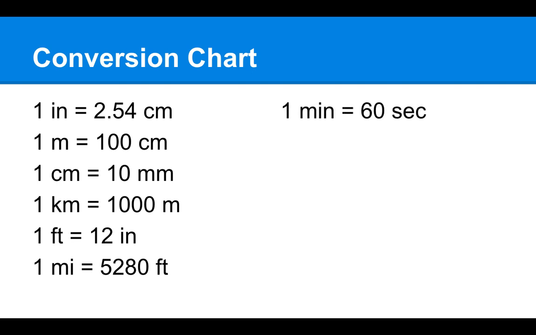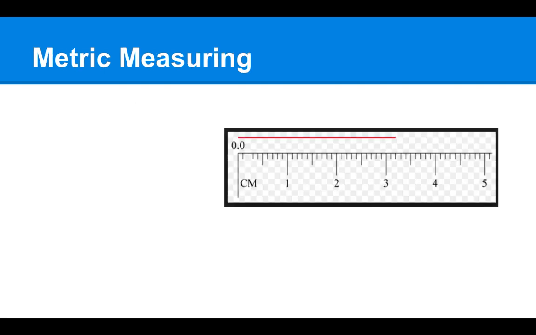For time, remember that 1 minute is 60 seconds and 1 hour is 60 minutes. And eventually we'll be doing what's called dimensional analysis that needs unit conversions, but I'll help you with those. So let's look at how far something actually is.